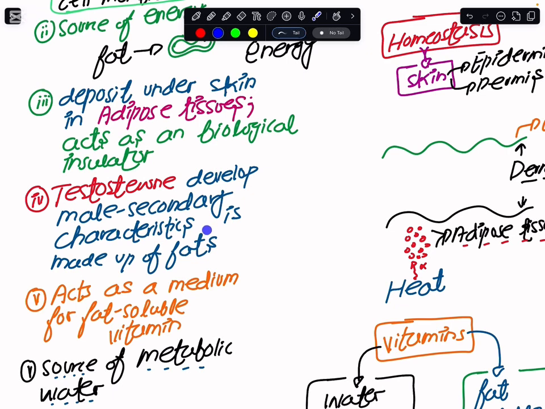Now, if we talk about the human body, for male individuals, when we reach the age of puberty, at that age we start developing some male secondary characteristics, like we grow beards and mustaches, and our penile organ increases in size. For that, we are in need of a hormone, and the name of the hormone is testosterone. So this testosterone hormone develops the male secondary characteristics in us. So this again is made up of the fats.